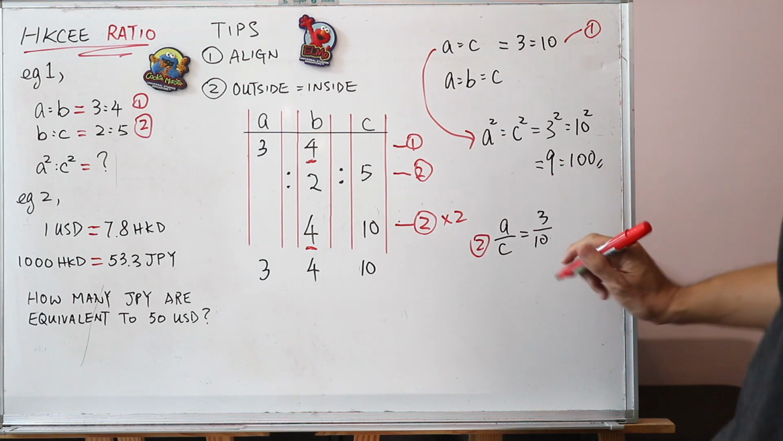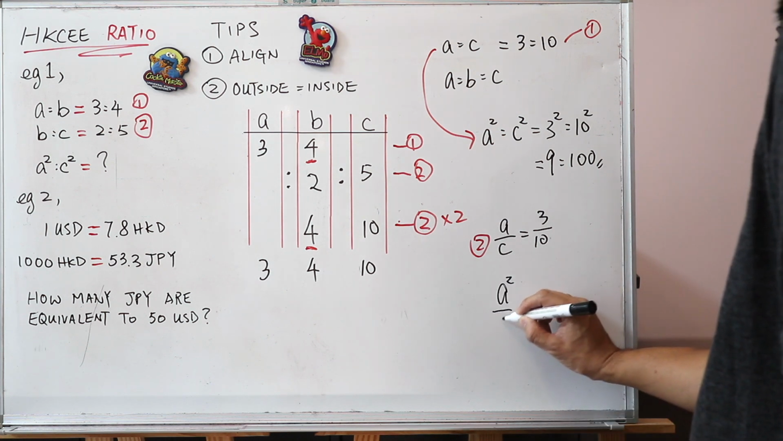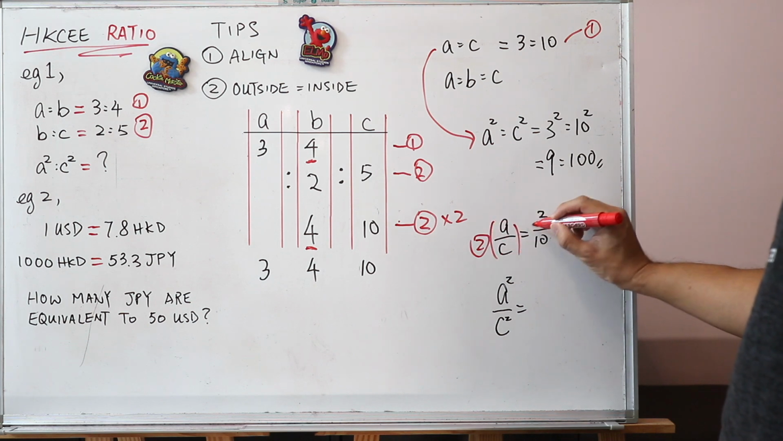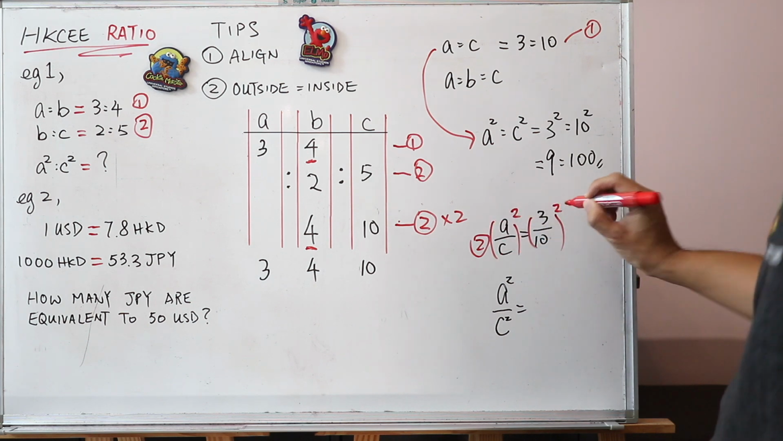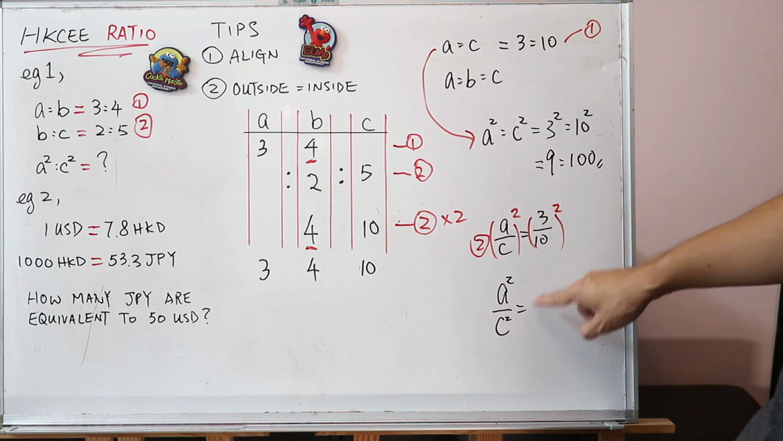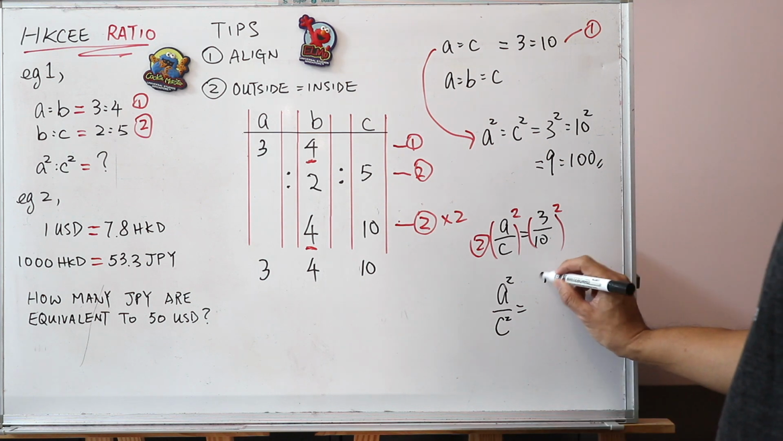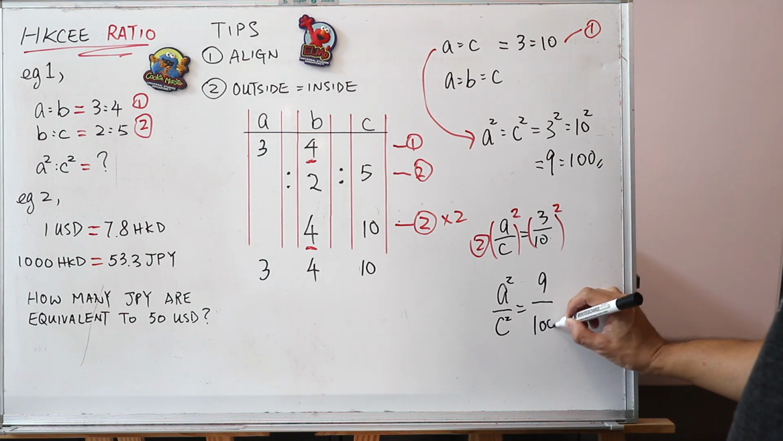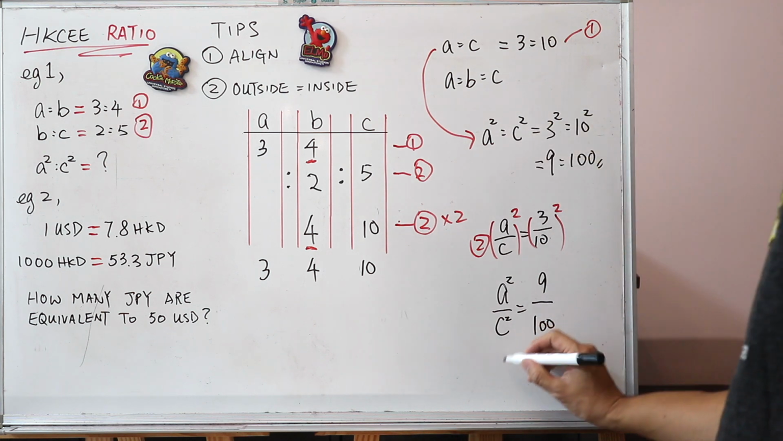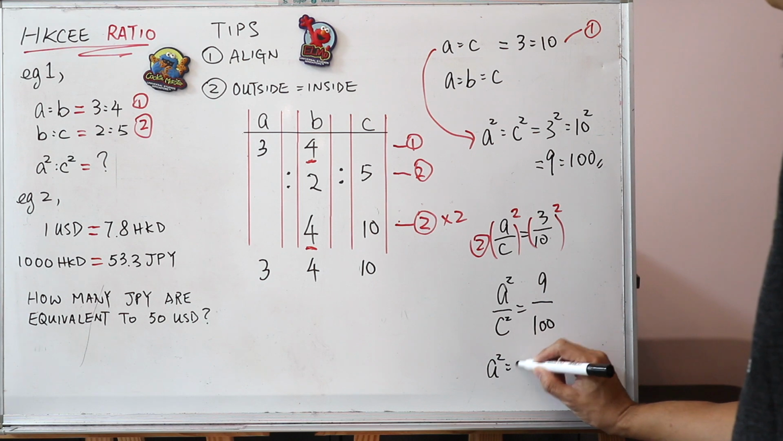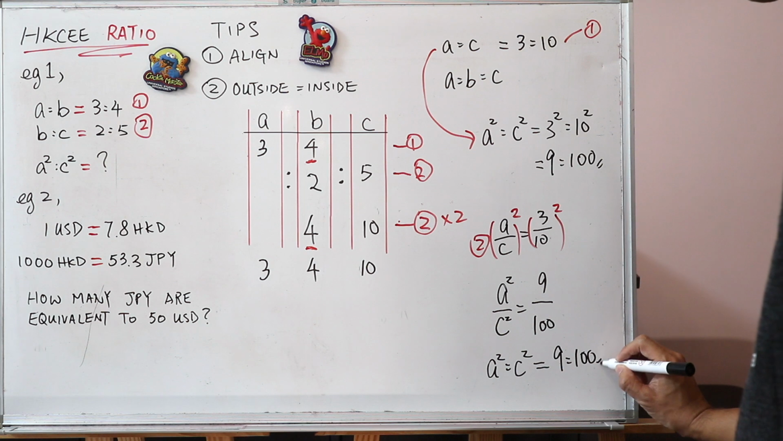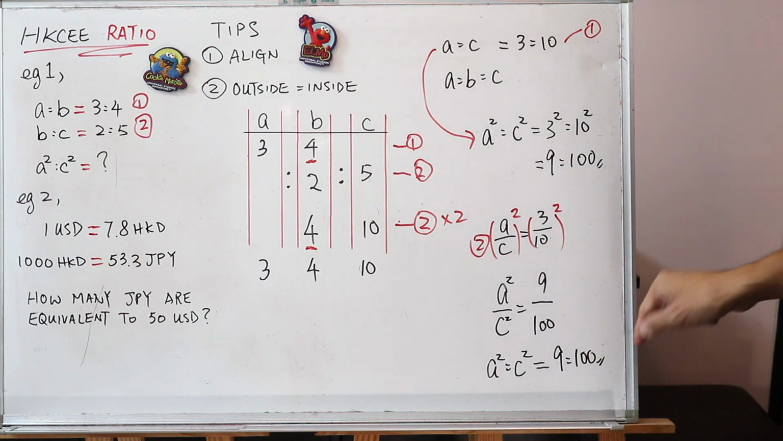As your goal is to find A squared over C squared, what we have to do is square both sides. Okay? So after squaring both sides, A over C squared becomes A squared over C squared, and this becomes 9 over 100. Okay, so we're writing the proportion statement back into this format. Then A squared to C squared is equal to 9 to 100, which is the same as this. Okay, so that's your answer.